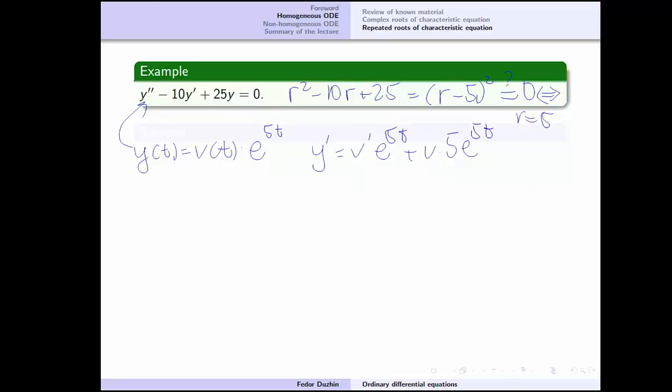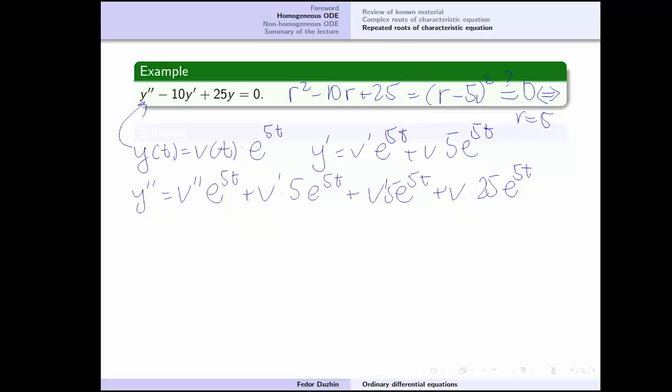So let me do the second derivative. y double prime is going to be, I have to differentiate y prime again. So the first term, v double prime times e to the 5t plus v prime times the derivative, which is 5 e to the 5t, plus v prime times, again, 5 times e to the 5t, plus v times 25 e to the 5t.